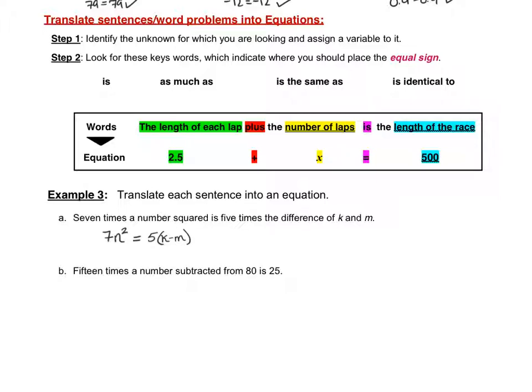15 times a number subtracted from 80 is 25. So 15 times a number subtracted from, when we subtract from something, we're taking it away from 80, is equals 25. So notice those have equal signs where our expressions did not.